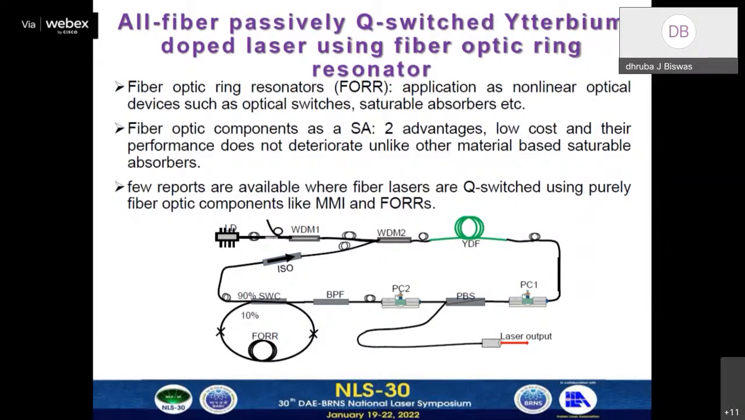This is the gain medium, pumped through a fiber coupled laser diode, and this is a polarization controller. This is a polarizing beam splitter, and again a polarization controller, and a bandpass filter, and a fiber optic resonator. This is an isolator to make the operation unidirectional. So please go to the next slide.